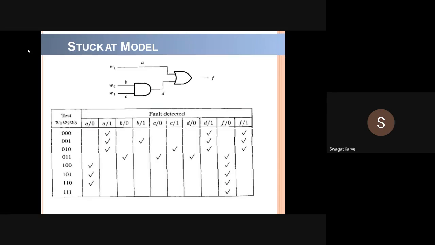Now see, W1, W2, W3. These are the three inputs.